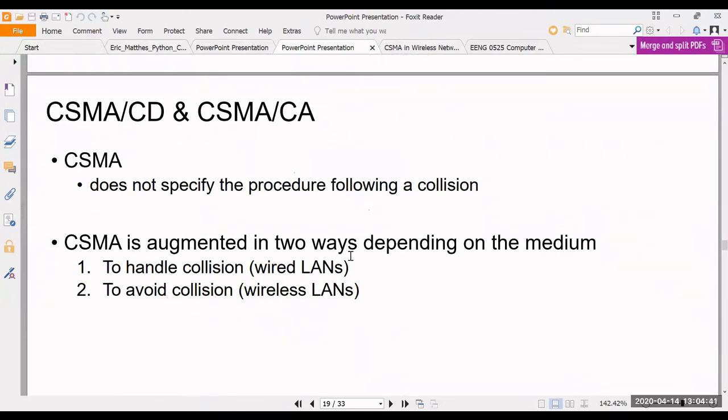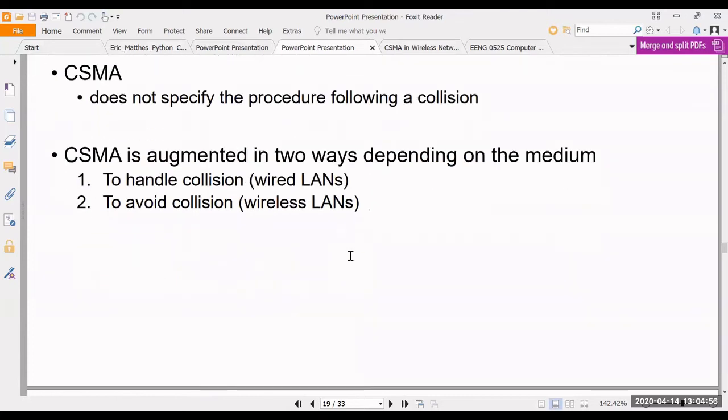For the CSMA technique that we have mentioned, we mentioned a possibility of still having collision, right? We have not mentioned any procedure to detect collisions. We are just saying you just sense and then put something on the line. Just sense and put something on the line, right?